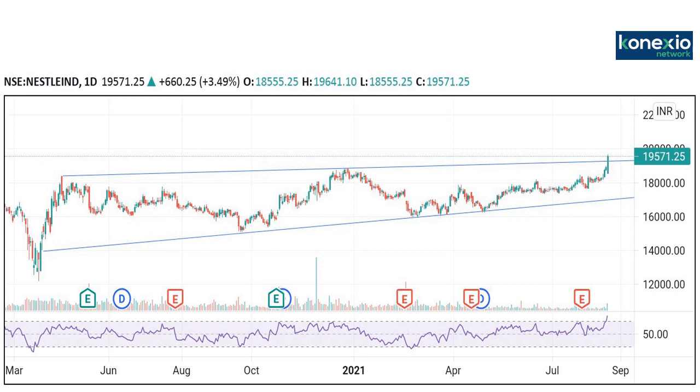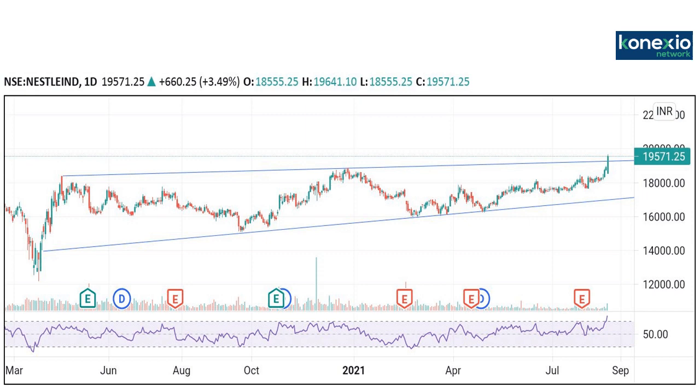Now on Friday, we have seen that the stock Nestle has given a breakout supported by strong volumes on the daily charts, which clearly indicates that after a long consolidation of 6 to 7 months, the stock is poised for a decent upside rally for the long term. Currently, the stock is quoting around 19,571.